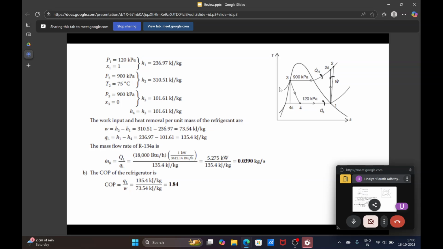Then this gas will be cooled down, so it will reject heat to the ambient, and from 2 it reaches a saturated liquid condition, which is at a pressure of 900 kilopascal. We assume there is no pressure drop here. So it is 900 kilopascal and saturated liquid. Corresponding to this state, your enthalpy is 101.61 kilojoule per kg. That is your enthalpy at state 3.